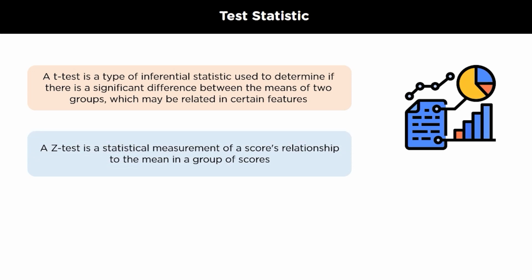Now let's move on to the z-test. Z-tests are a statistical way of testing a hypothesis when either we know the population variance, or we don't know the population variance but our sample size is greater than 30. We perform the Z-test when we want to compare a sample mean with the population mean.